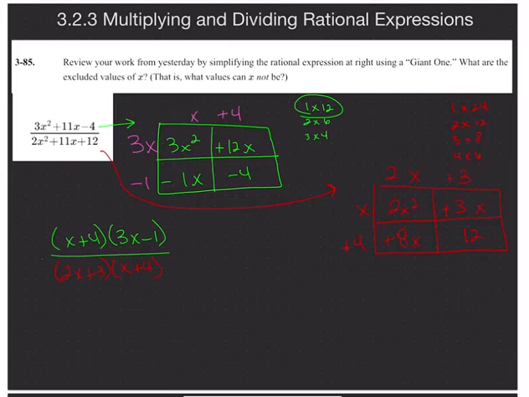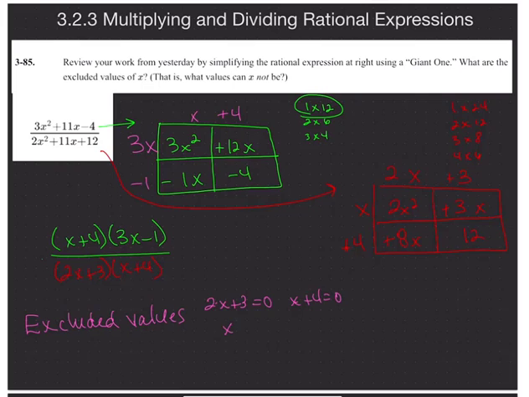Right? So before I go any further, I want to find my excluded values. My excluded values are the values that are going to make my denominator 0. So since these two little guys are multiplied together, we know that either 2x plus 3 can equal 0, or x plus 4 can equal 0, right? Solve these babies for x. I'm going to subtract 3 from both sides.